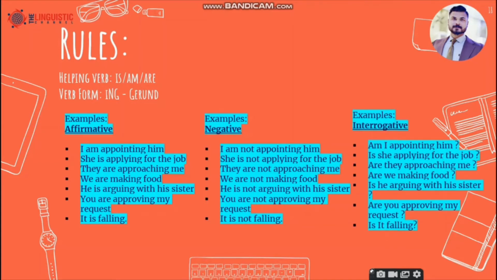इंटेरोगेटिव, यू नो द रूल. व्हाट वी डू इज हम हेल्पिंग वर्ब को पहले ले जाते हैं. तो एम आई अपॉइंटिंग हिम, इज शी अप्लाइंग फॉर द जॉब, आर यू अप्रोचिंग मी, आर वी मेकिंग फूड, is he arguing with his sister, and so on.